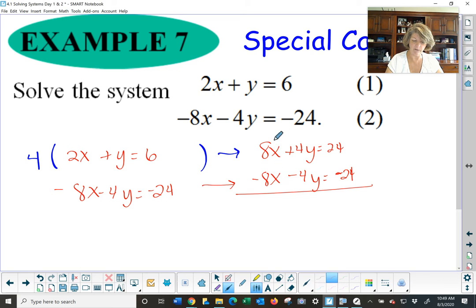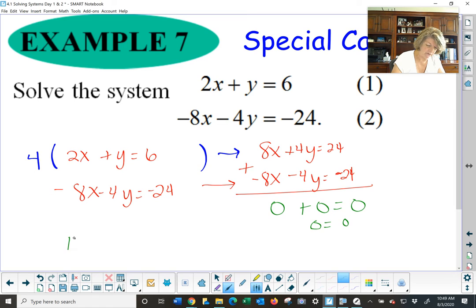And then I'm going to add vertically, and I'm going to get 0 plus 0 equals 0. Oh, interesting. 0 equals 0. This means that I have infinite solutions. There are many solutions that work on this.